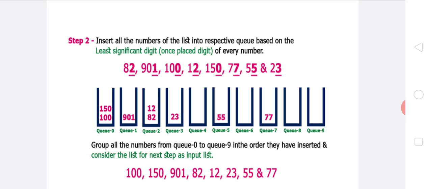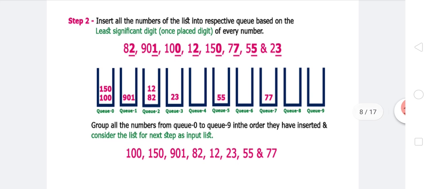Now we have grouped all numbers from Q0 to Q9 in the order they were inserted, and we consider the list for the next step. This is the input. Now we will collect the output from step number 2. First we perform the pop operation. First 100 is in queue number 0, so 100 goes at the left side of the list. Now see in the figure at the bottom end.